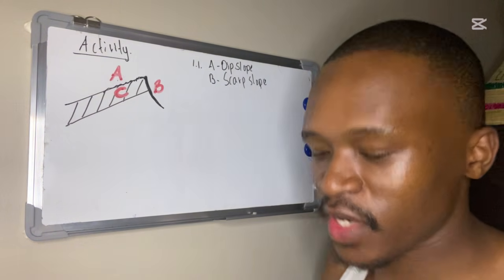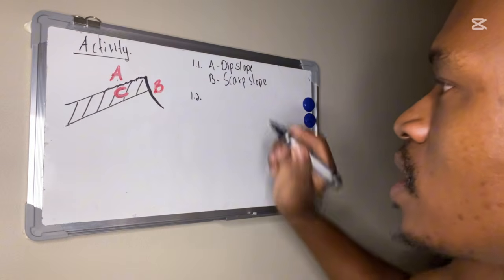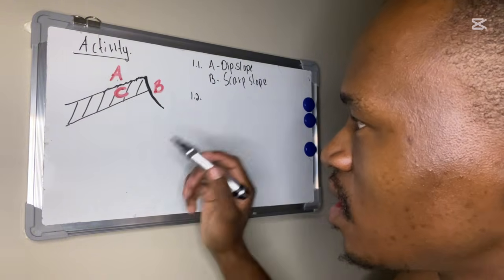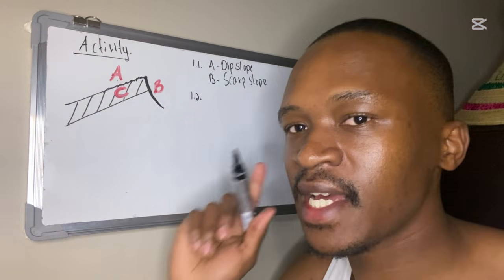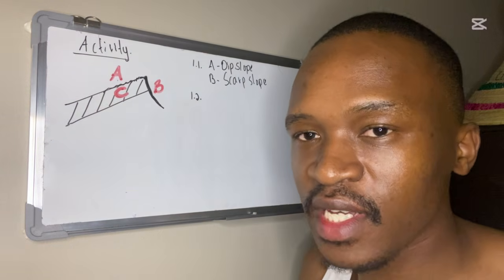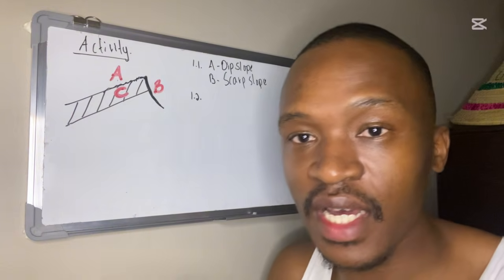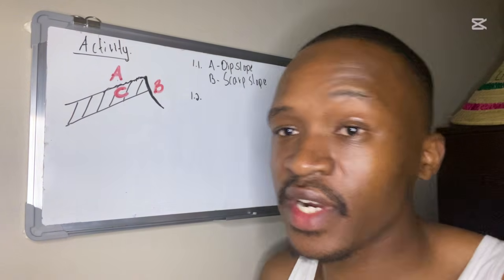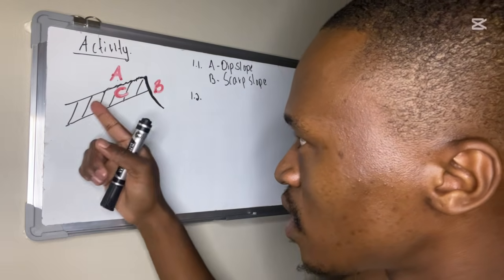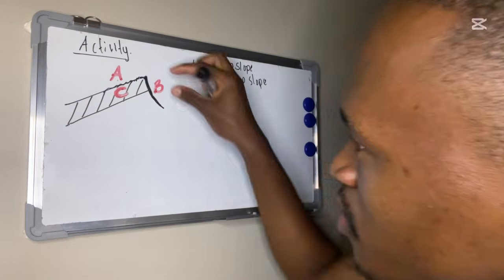And now question 1.2. Listen to question 1.2. Give one characteristic of part labeled C. When you give a characteristic, how do you give it? For example, let's say you're giving a characteristic of your friend. You say your friend has big eyes, your friend is short, your friend is tall. Now I am giving a characteristic of a rock. We know this is a rock. What can you tell me about this top rock?